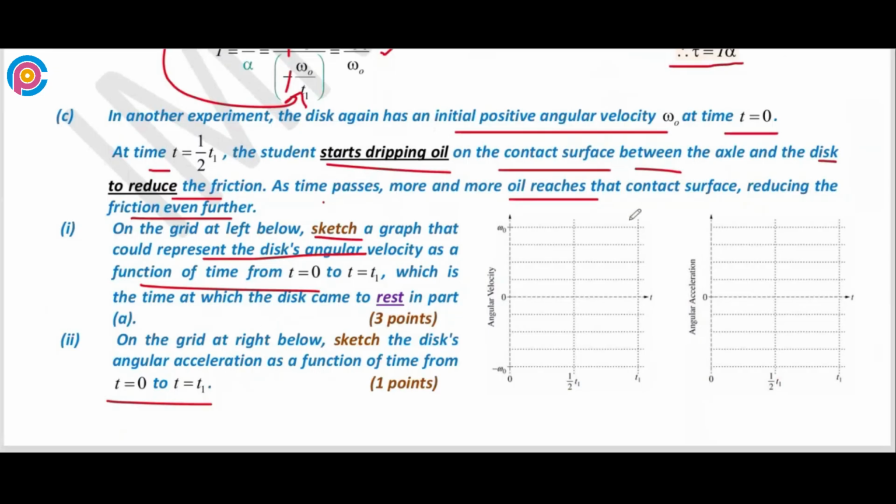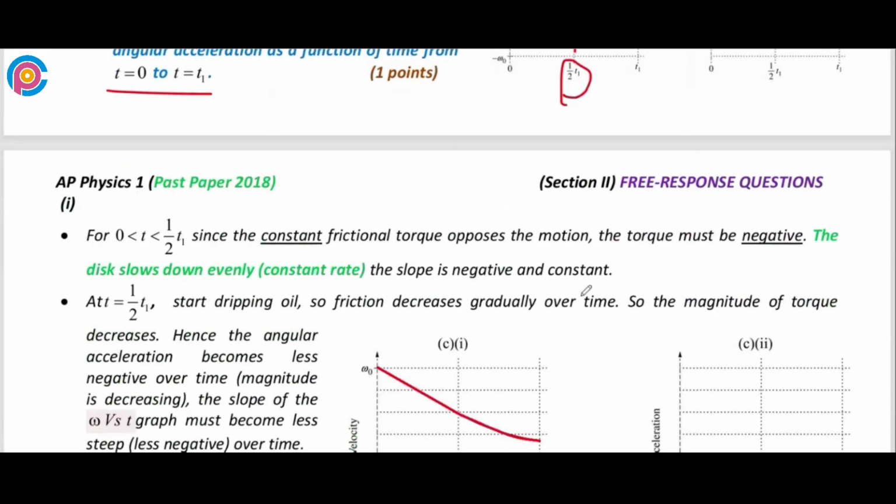So we have the situation now. We have another axis point, which is half t1, at which the situation changes. Now the oil is dripping, so friction will decrease, or the external torque will decrease. So let's see what happened.